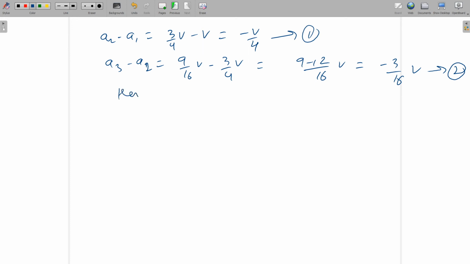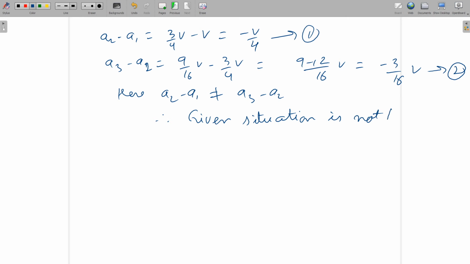Here, A2 minus A1 is not equal to A3 minus A2. Therefore, the given sequence or given situation is not that of an AP. So this is the second part.